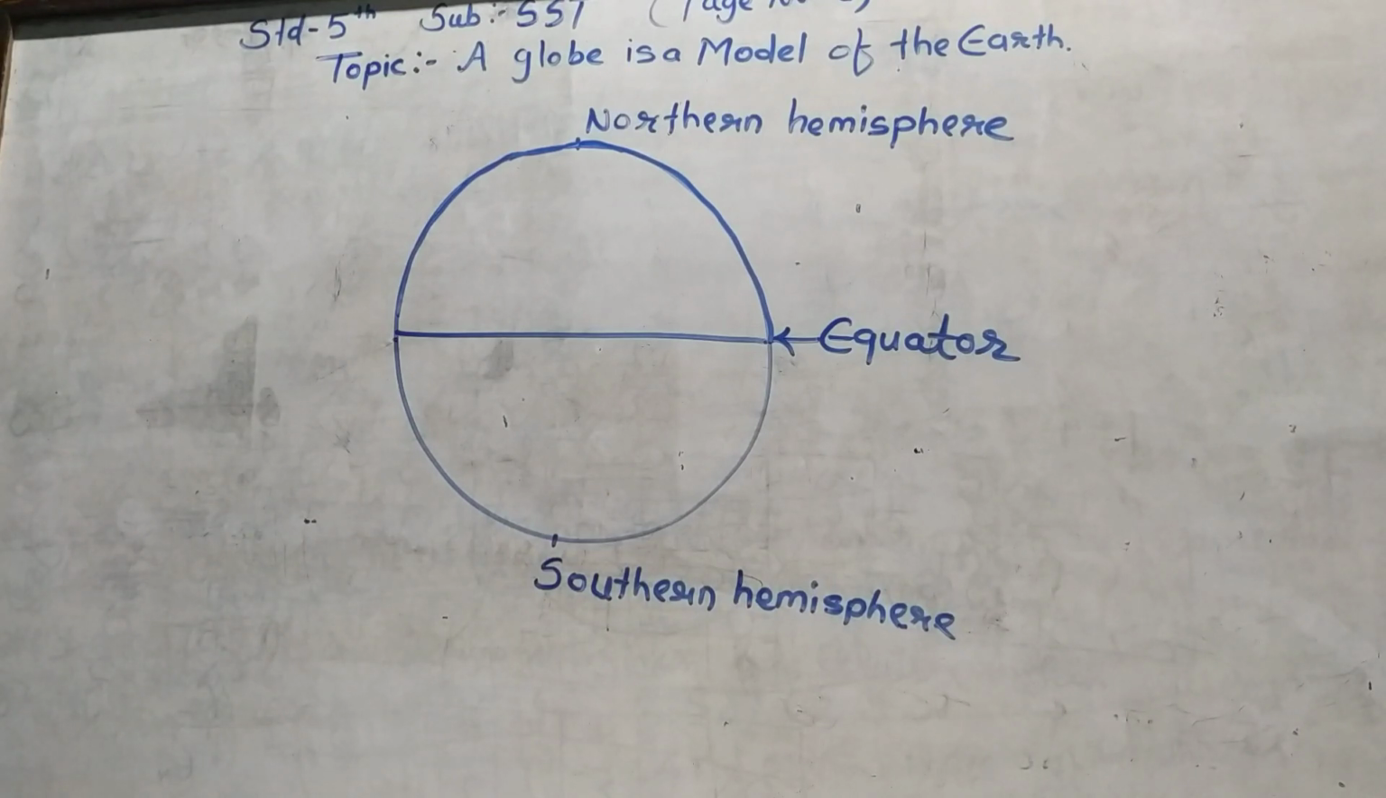To see the correct shape, positions, and the location of all the continents and the oceans, we can easily see on the globe. Now see the next topic of the lesson, that is, a globe is a model of the earth. So first I will read it. On the globe, the earth is divided into two equal halves called hemispheres by a line called the equator. The upper hemisphere is called the northern hemisphere while the lower hemisphere is called the southern hemisphere. They are both equal halves.